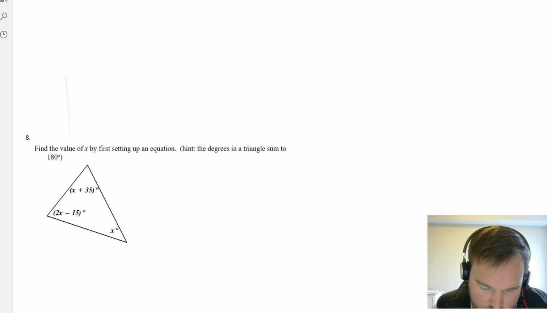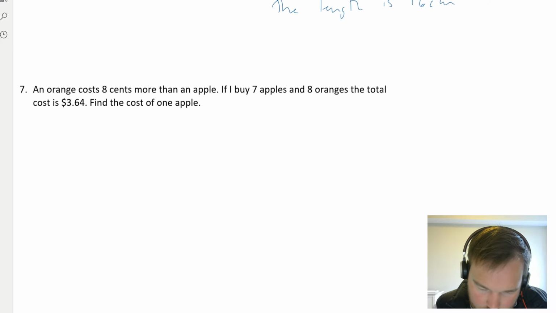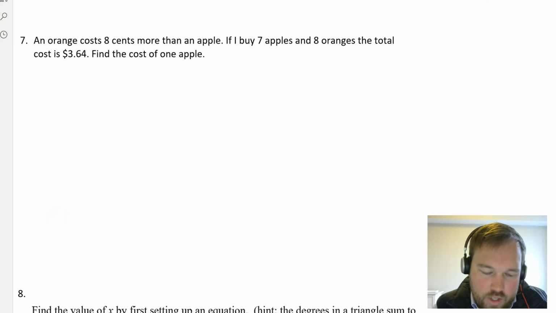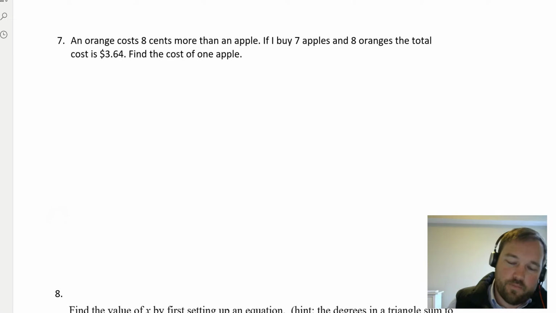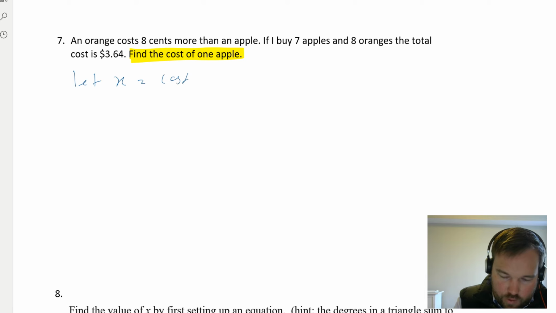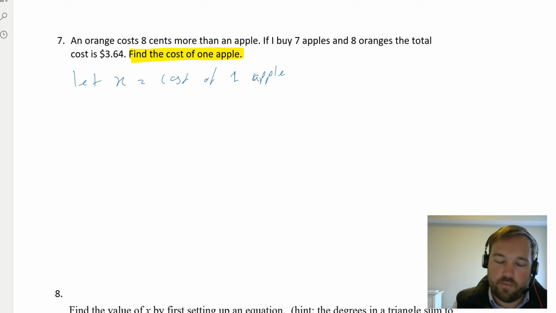Okay, 2 more. An orange costs 8 cents more than an apple. If I buy 7 apples and 8 oranges, find the cost of 1 apple. Alright, when it says find the cost of 1 apple, that's a pretty good chance that you're just going to let x equal the cost of 1 apple. And now the good news is if we find x, we also get the cost of that 1 apple.